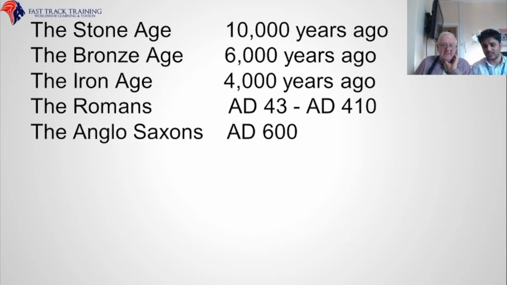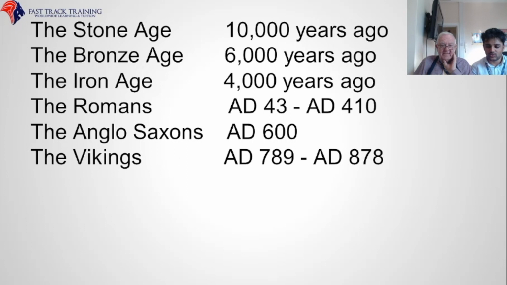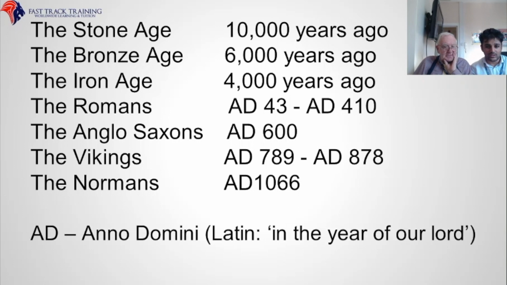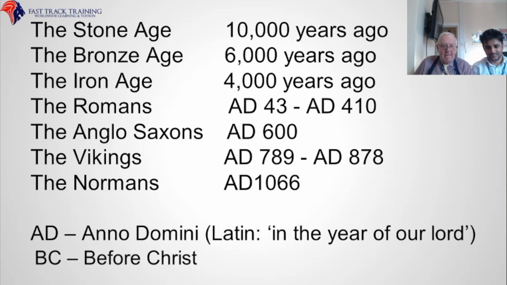Yes, Anglo-Saxons was AD 600. The Vikings was AD 789 to 878. The Normans was 1066 AD. And okay, yes, we've mentioned that one. Very good. Shall we proceed?